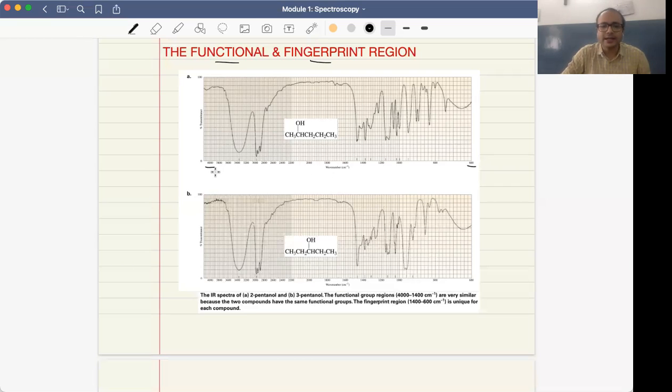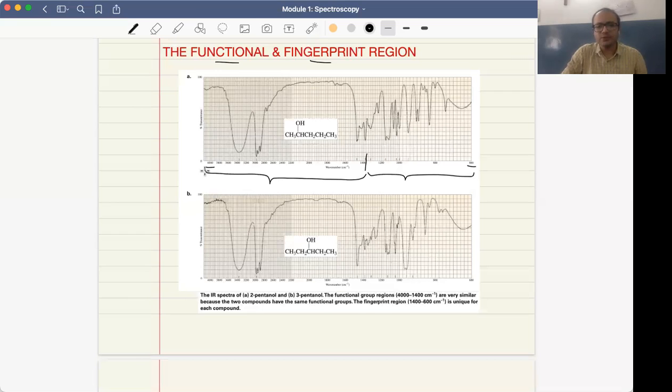One part is extending from 4,000 centimeter inverse to approximately 1,400 centimeter inverse. So that means up till here. Okay, so this is 1,400. So one part of the spectrum is this one, which is extending from 4,000 to 1,400. And the second part is extending from 1,400 centimeter inverse to approximately 600 centimeter inverse. So this is the way you divide the infrared spectrum into two regions.